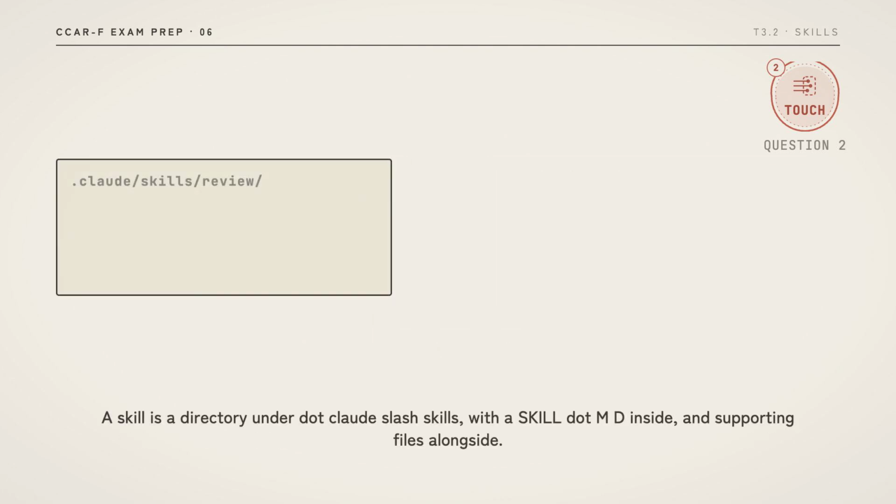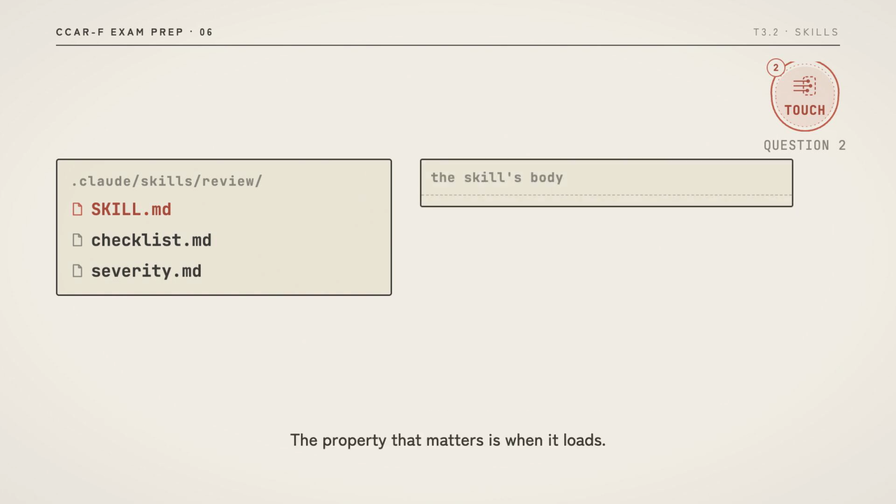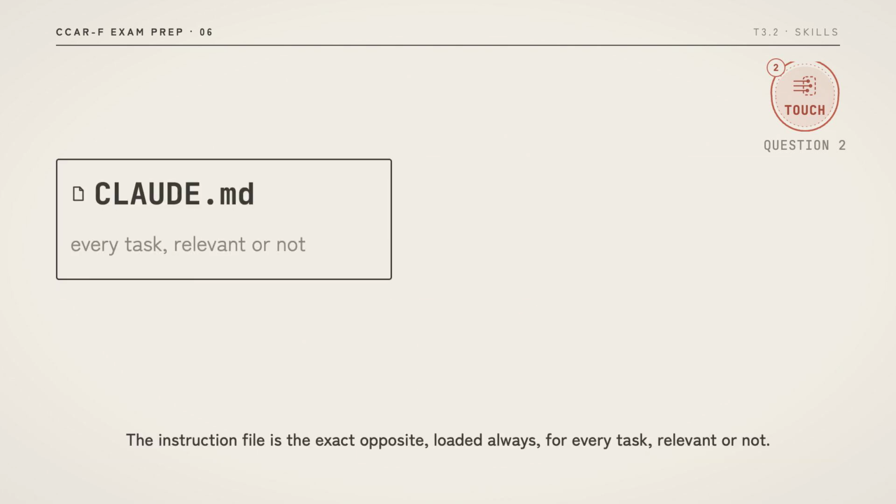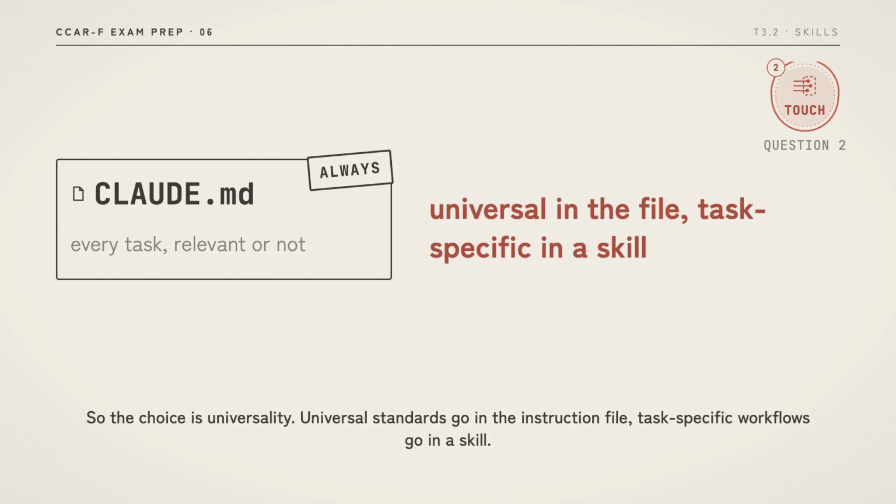A skill is a directory under .claude/skills with a skill.md inside and supporting files alongside. The property that matters is when it loads. A skill's body stays out of context until the skill is used. The instruction file is the exact opposite, loaded always for every task, relevant or not. So the choice is universality. Universal standards go in the instruction file. Task-specific workflows go in a skill.